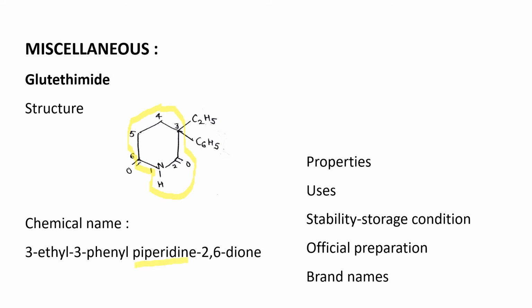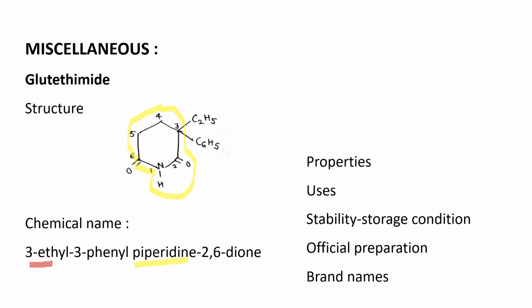According to the rules, give the numbering 1, 2, 3, 4, 5 and 6. Now, what substituent groups are present at third position? Ethyl and phenyl group is present. At 2 and 6 position, double bond oxygen is present. Write down the name in alphabetical order. That is, substituent should be written first.